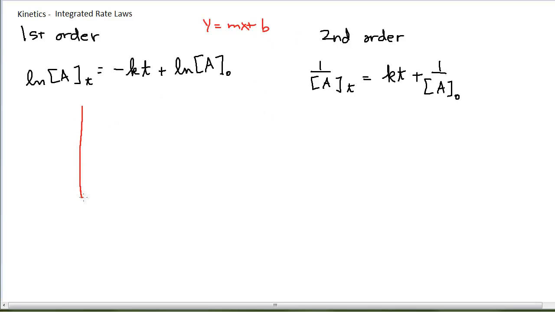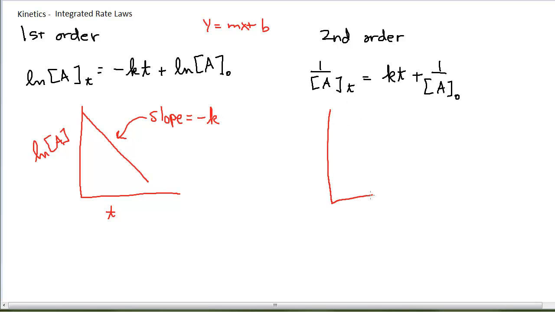That means that for a first order process, a plot of the natural log of the concentration versus time gives us a straight line. This happens to be a negatively sloping straight line, and the slope is equal to negative k. A plot of a second order integrated process, a plot of 1 over the concentration versus time, will give us a straight line. In this case, it's a positively sloping straight line, and the slope is equal to k. This is a way to determine whether or not we have a first order or a second order process experimentally.